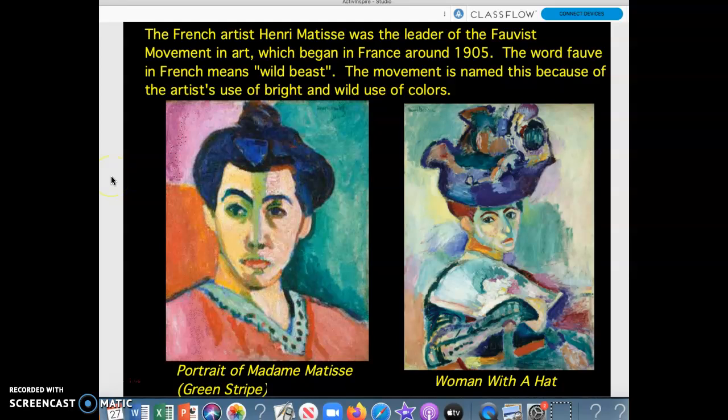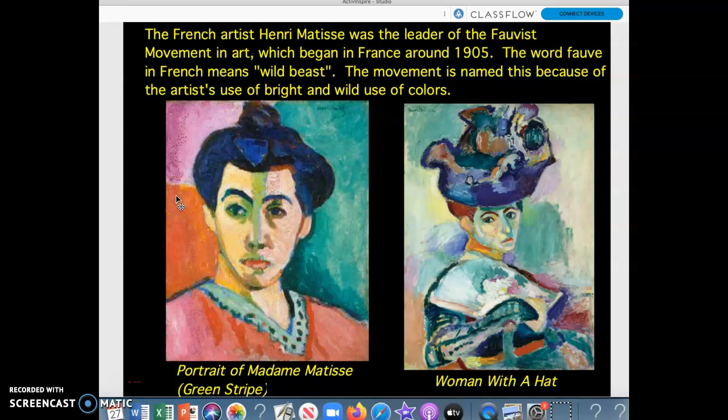So here are two more expressive portraits by the artist Henri Matisse. Henri Matisse was an artist who lived in France in the early 1900s. He created a movement with other artists called Fauvist, and in French, that means wild beast. The reason why is you see the colors are kind of wild and crazy, lots of bright, non-realistic colors used on both of these portraits here.